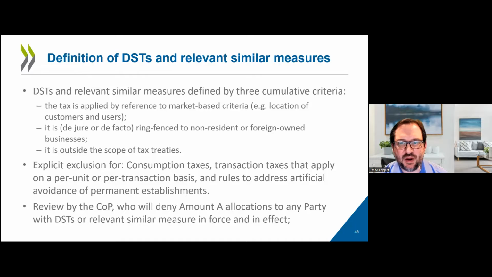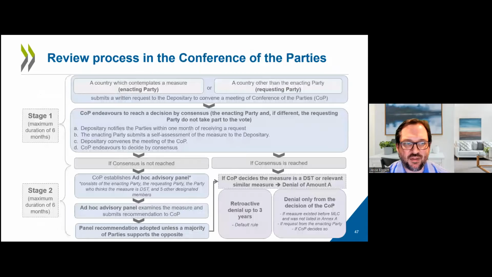Measures that are enacted can be reviewed by the Conference of the Parties on the request of either the party contemplating enacting it or by a party who believes it meets the definition of DST or relevant similar measure. And if a measure is determined through that process to be a DST or relevant similar measure, then the party that enacts it is denied its Amount A allocation. Slide 47 sets out how that review process works.